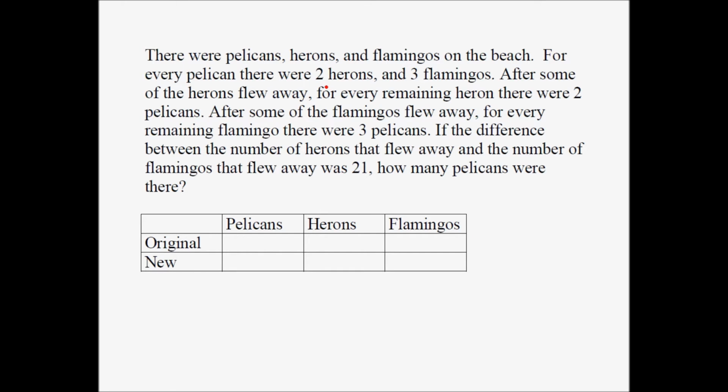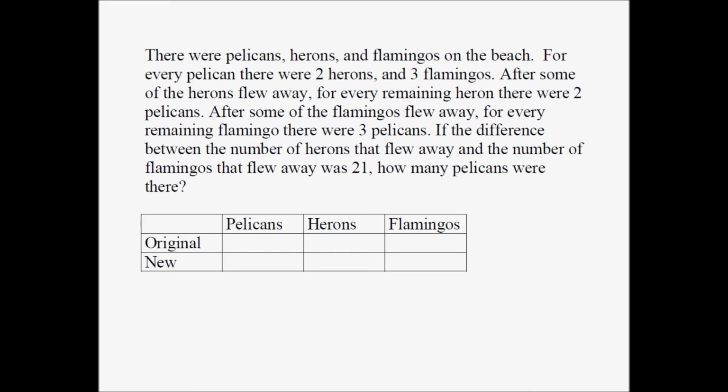So I see originally, for every pelican there were 2 herons, and for every pelican there were 3 flamingos. Now this line tells me originally there were twice as many herons as pelicans and 3 times as many flamingos as pelicans. So that's one way to interpret that line.